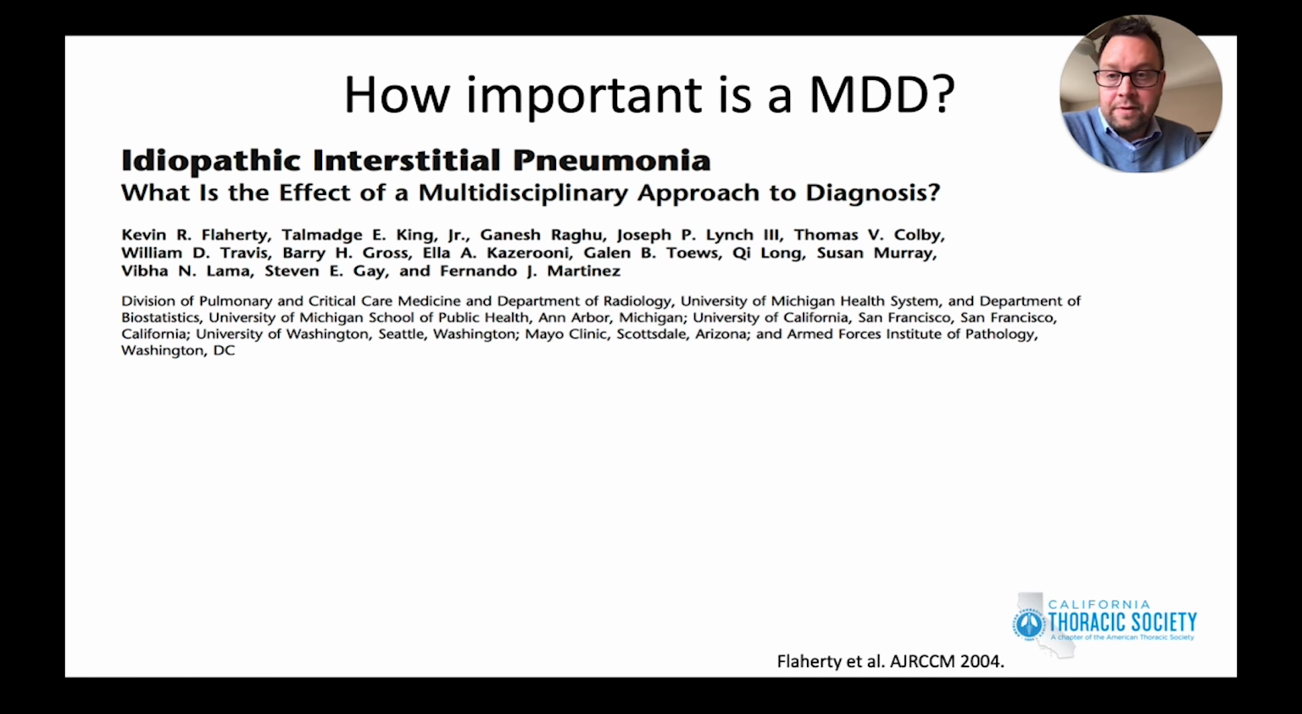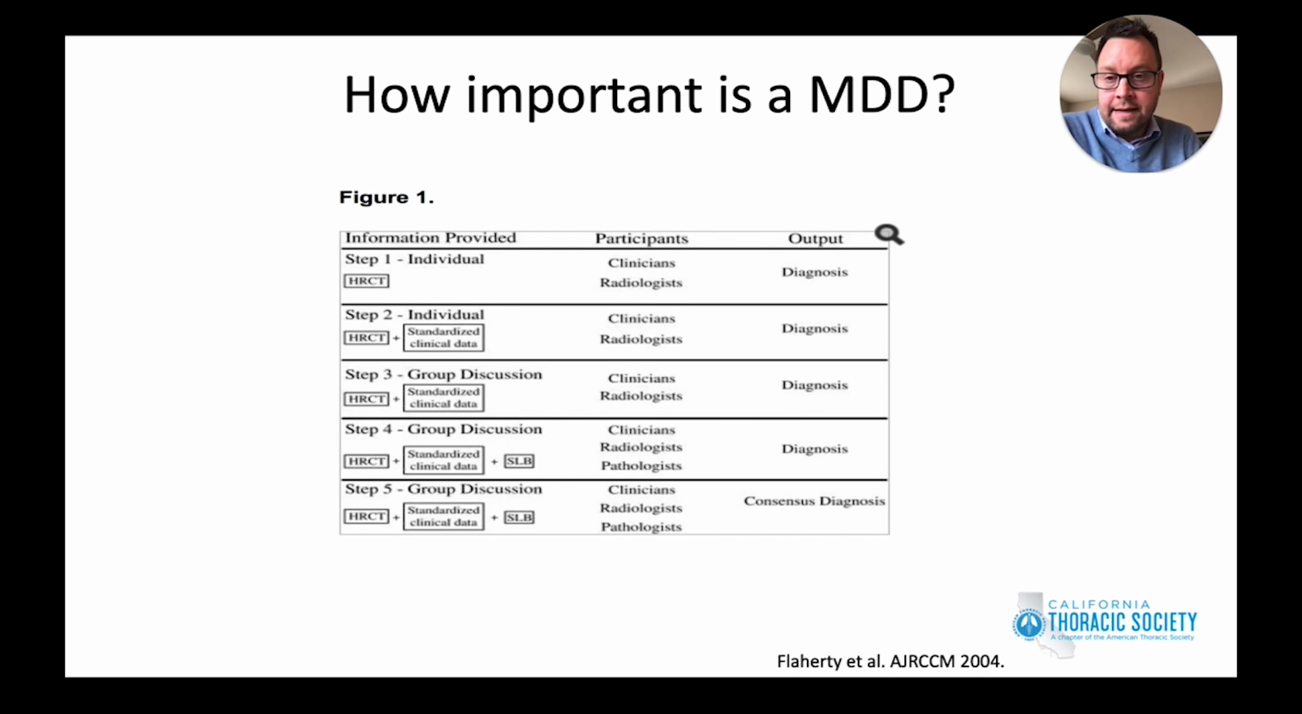So the Michigan group did a very nice study looking at what the outcome of MDD is. They had a stepwise approach where individuals provided their diagnosis, and then you gave the individuals some standardized clinical information. You had a group discussion with just the radiology findings. Then a group discussion where you brought in the pathology, and then another group discussion where you come up with a consensus diagnosis.